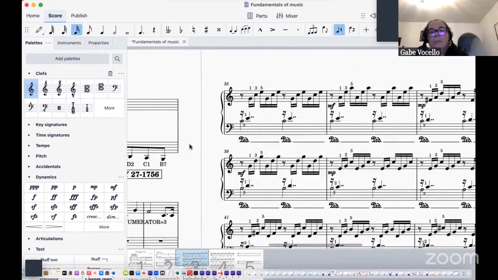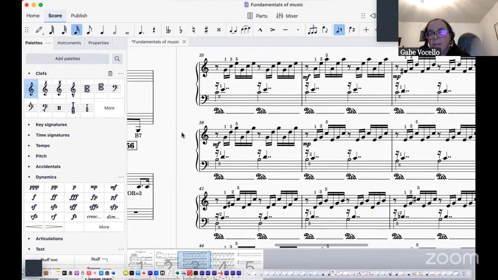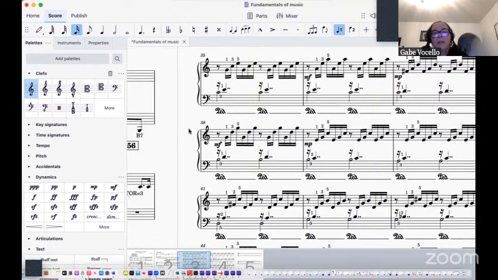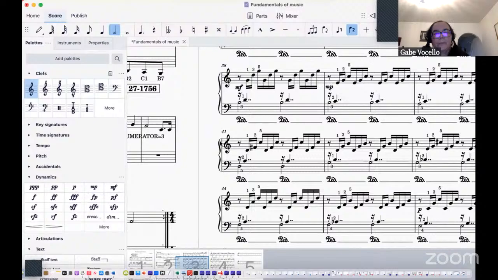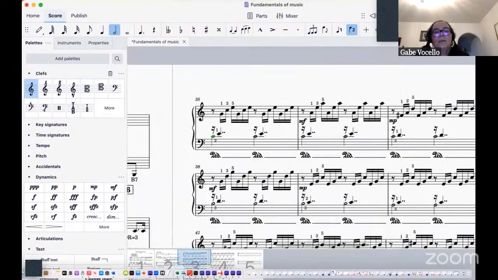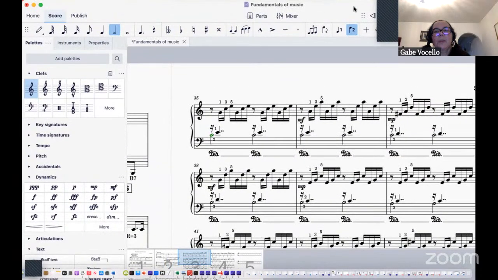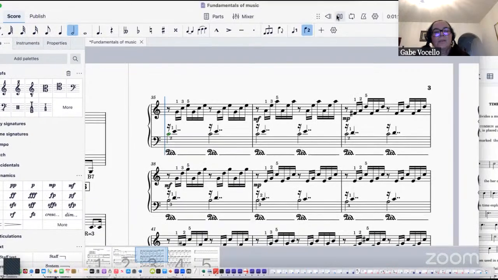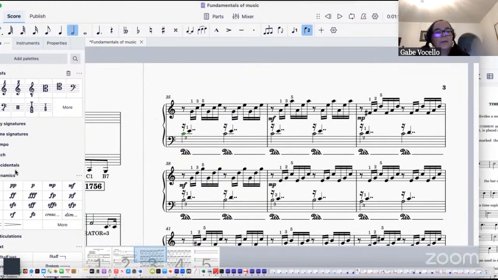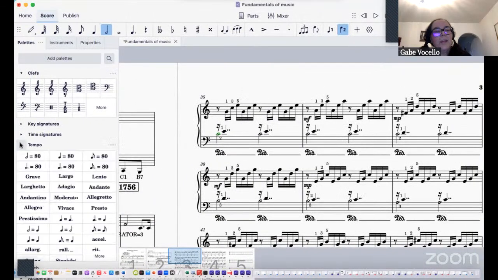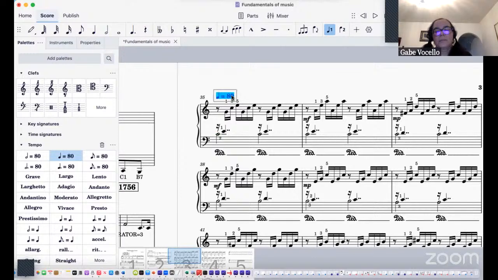Now on to Bach, Prelude number 1 from the Well-Tempered Clavier in C major. Let's see how fast the program is going to play. Too fast. So I'm going to add the tempo here. Let's see how slow.